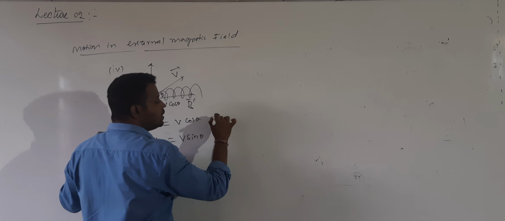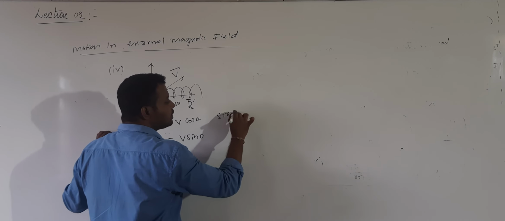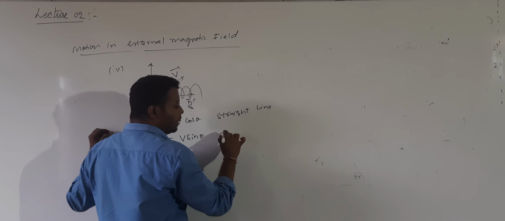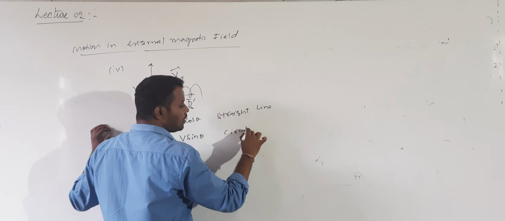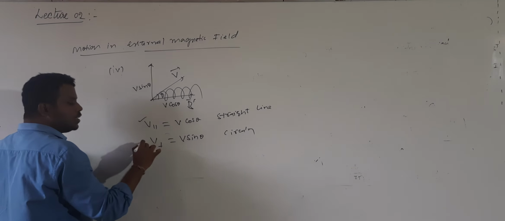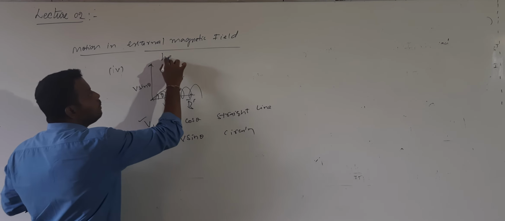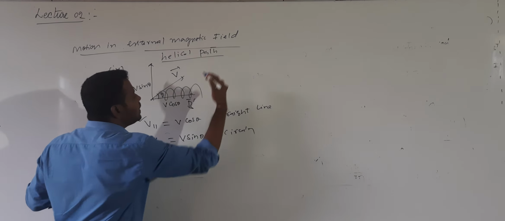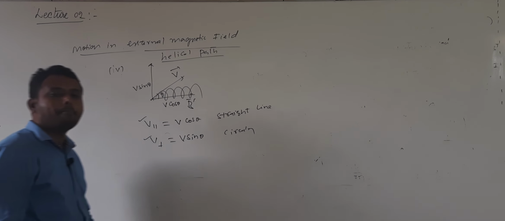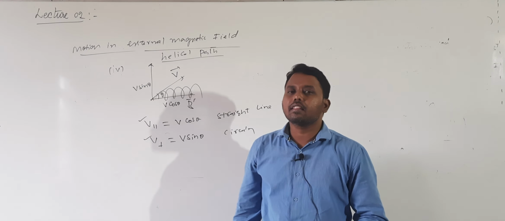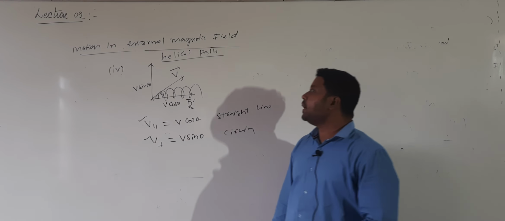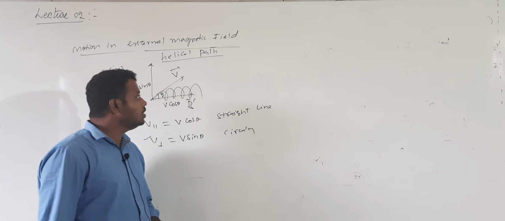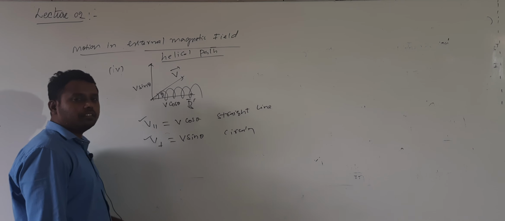The v cos theta component makes the particle move in a straight line. The v sin theta component makes the particle move in a circular path. So under the combined effect of both, the particle will follow a helical path. When will the particle follow a helical path? Whenever the particle enters the magnetic field at an angle theta other than 90 or 0, it will follow a helical path.